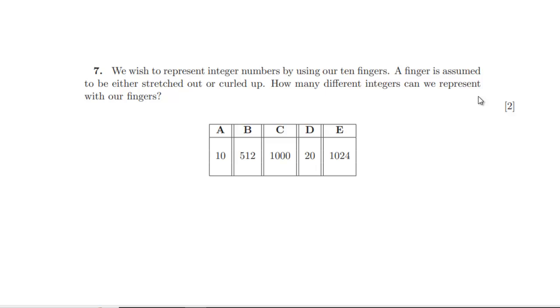Question 7. We wish to represent integer numbers by using our 10 fingers. A finger is assumed to be either up or curled, stretched out or curled up. Okay, up or down. Yeah. How many different integers can we represent with our fingers? Right, it'd be 2 to the 10. Right, so that's E.